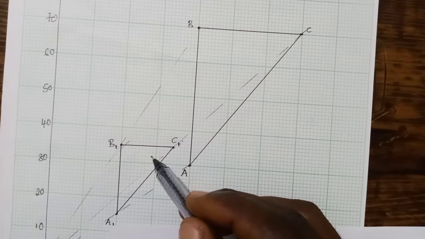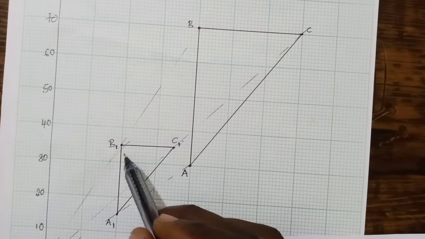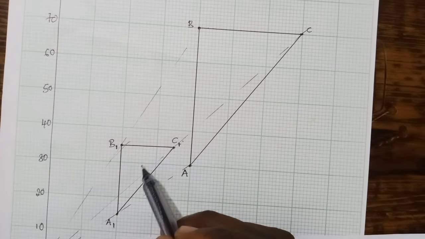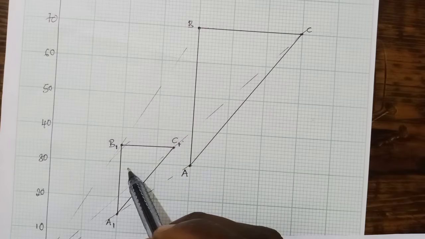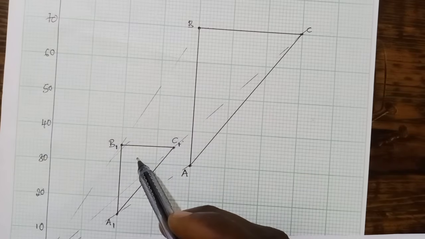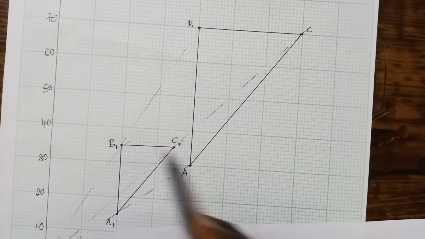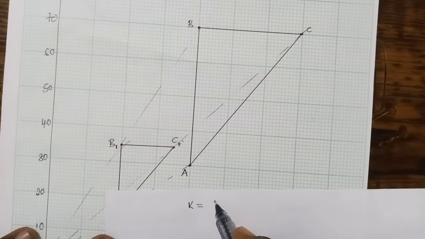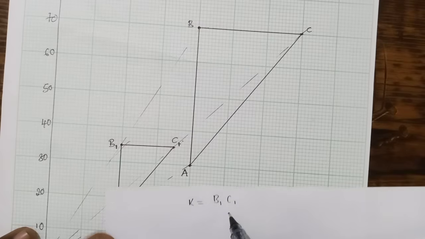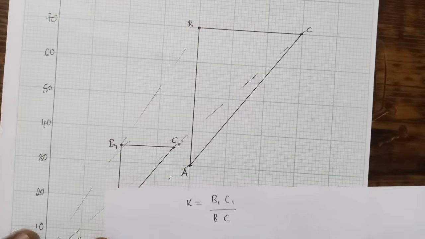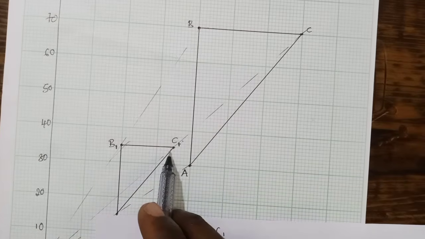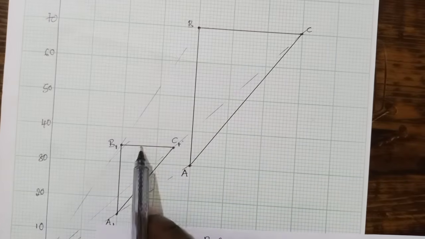It was from this B to this, to this. Yeah, so we get the image. We start with the image. So it will be B1C1 over BC. Okay, so you just get the corresponding side. So I've gotten this side over this side.